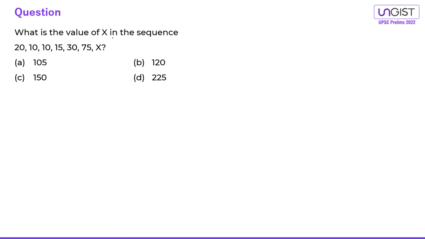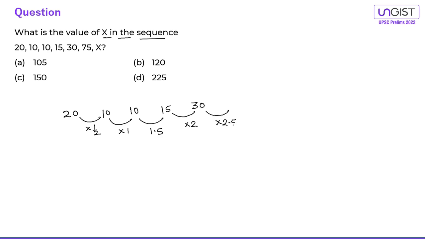The question is, what is the value of x in the sequence 20, 10, 10, 15, 30, 75 and question mark? So this is 20 into half, this becomes 10. 10 into 1, this becomes 10. 10 into 1.5, this becomes 15. 15 into 2, this becomes 30. 30 into 2.5, this becomes 75. So obviously now it will be 75 into 3, which is 225, right? So here the answer is 225. D option is the correct choice for this question.